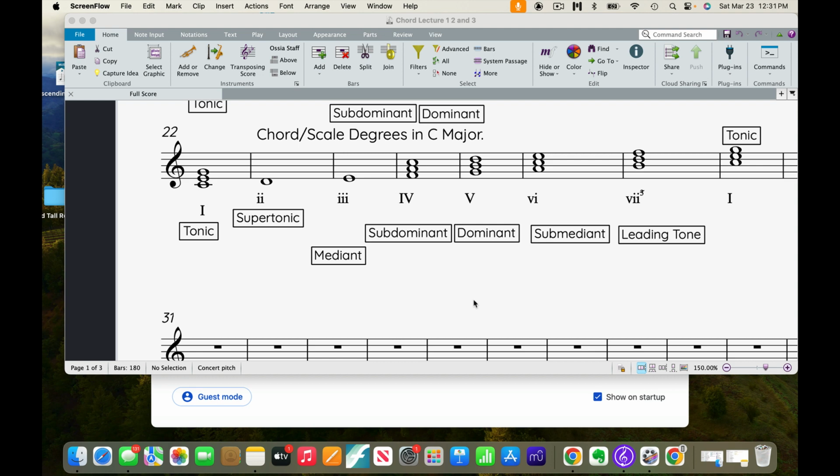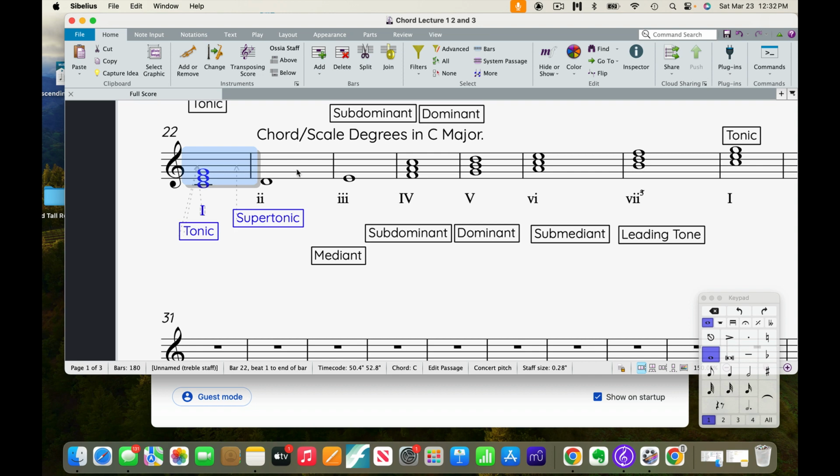So, we have tonic, which is 1. We have supertonic, which is 2. We have 3, which is mediant, 4, subdominant, 5, dominant, 6, submediant, 7 is our leading tone, and then tonic is it.